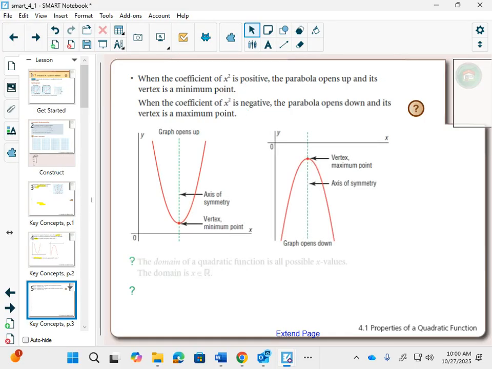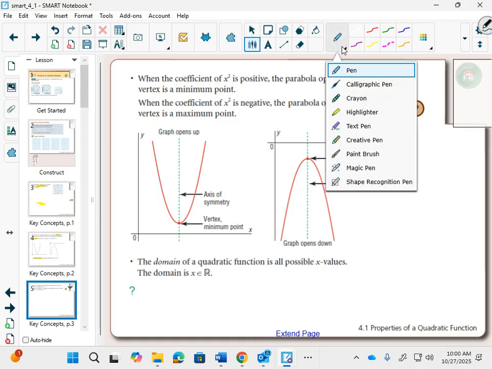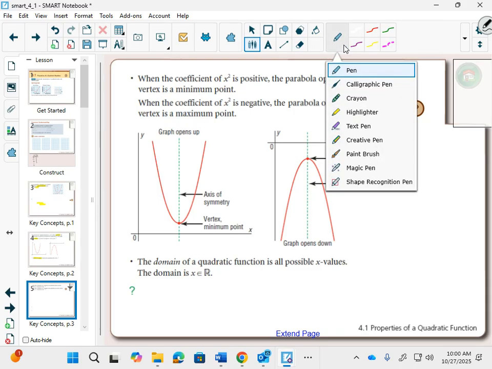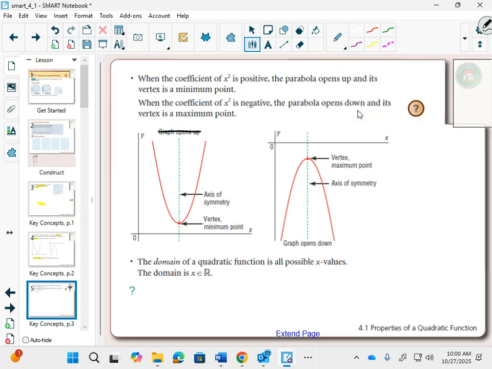We sometimes say a graph opens up, and sometimes we say a graph opens down. So this one's not a highlighter. Let's try that again. This one opens up. This one opens down. When you graph it, you're going to have to make sure you put arrowheads on the end of your graph to say it goes down forever.